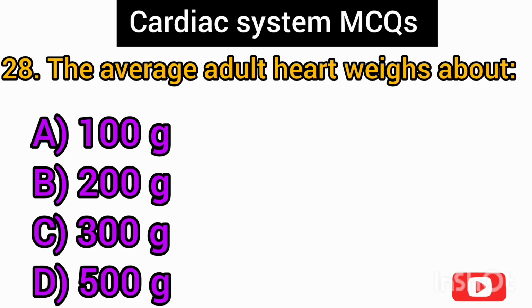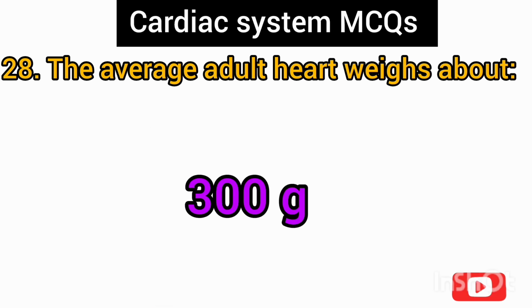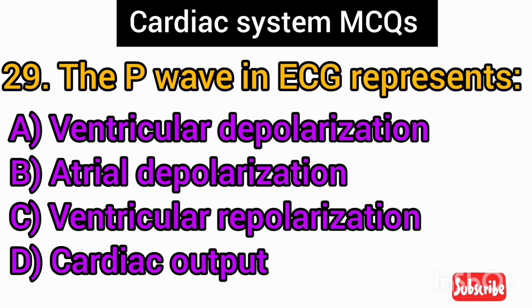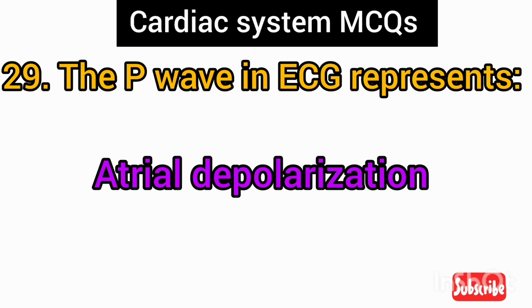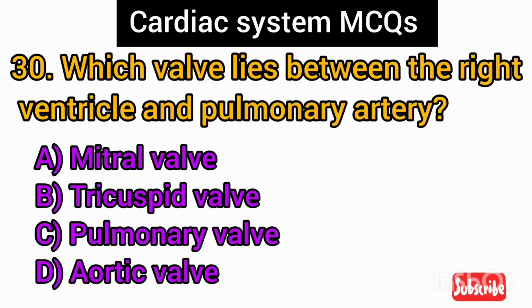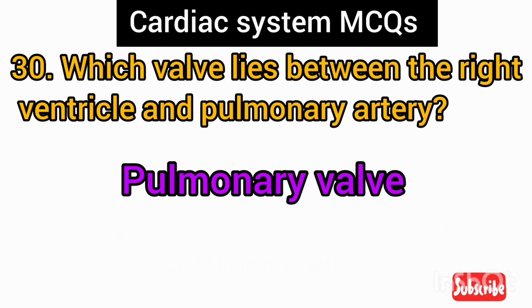The average adult heart weighs about 300 g. The P wave in ECG represents atrial depolarization. Which valve lies between the right ventricle and pulmonary artery? Pulmonary valve.